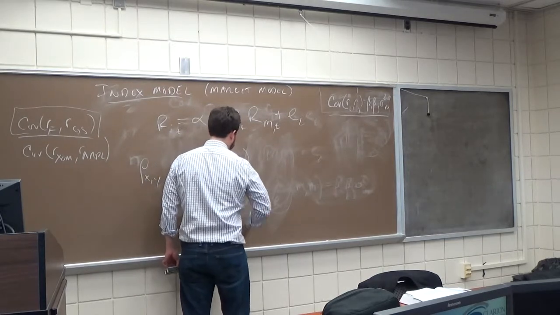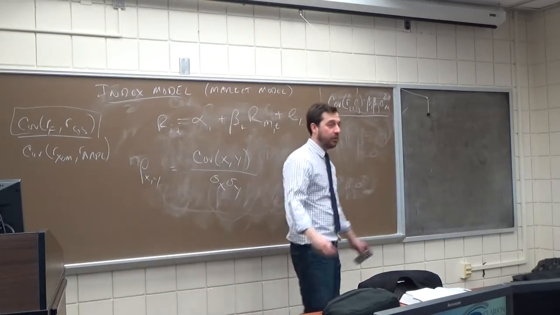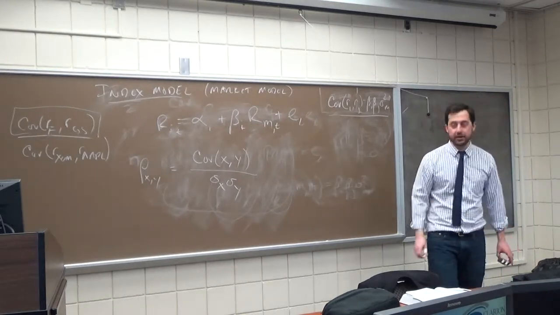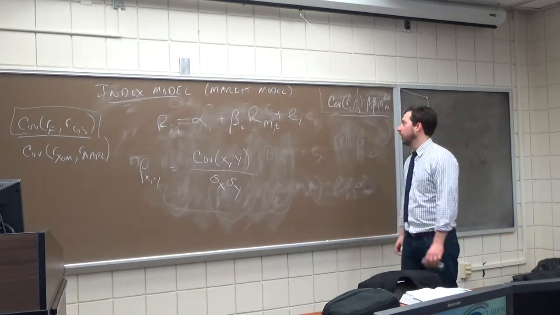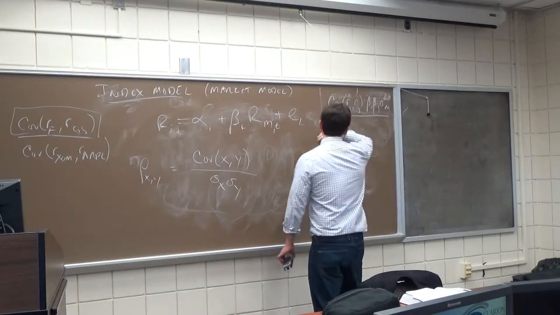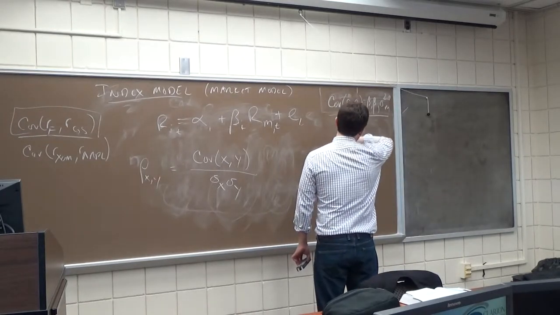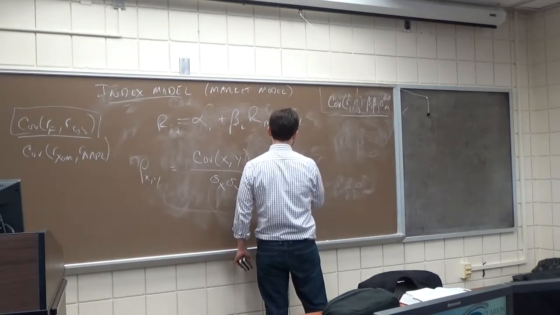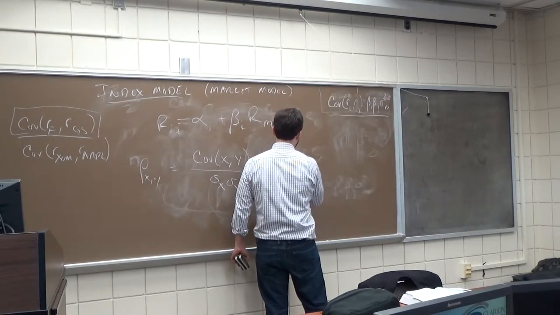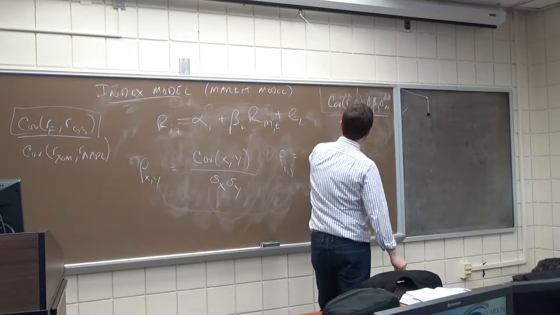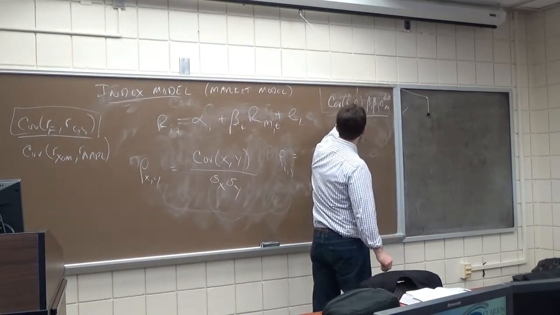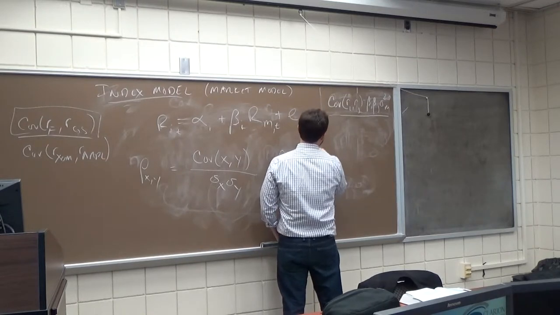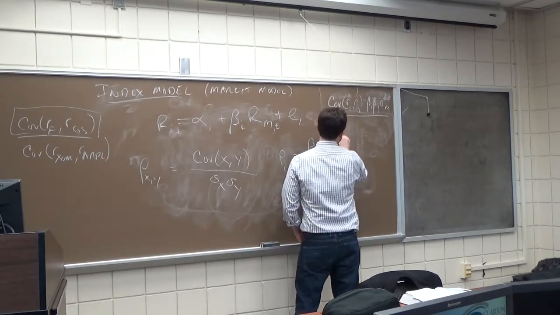Standard deviation of X, standard deviation of Y, by the Schwarz inequality, this is going to be between negative 1 and 1. So we can easily use this to get the correlation between any two securities. If I say the correlation coefficient between stocks I and J, all I have to do is amend this. It's going to be the covariance between R sub I and R sub J, which is beta I, beta J, sigma squared M.